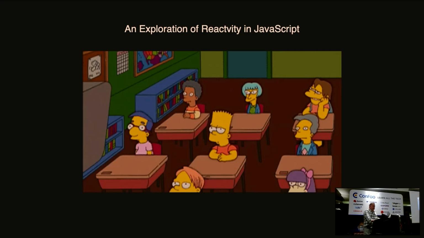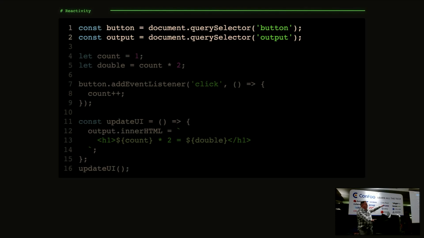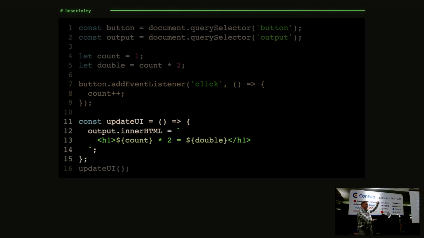So now that you're really bored, let's take an exploration of reactivity in JavaScript. We'll quickly step through the evolution of reactivity. Given this code, I don't know if you can see that, it's pretty small, but I can't bump that up anymore. It starts with the basic observer pattern. In this example we've got some browser code. We grab a button and an output. We set the variables count and double. We add to the button an event listener that's going to increase count. Then we have some code that updates the UI, and we call that code immediately just to kick it off at least once.